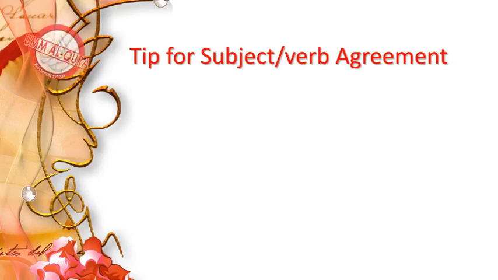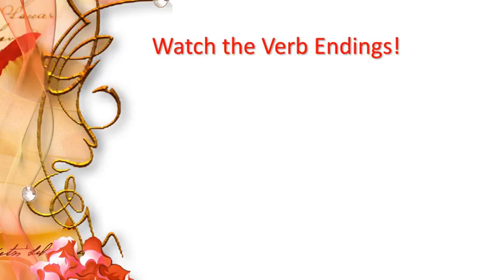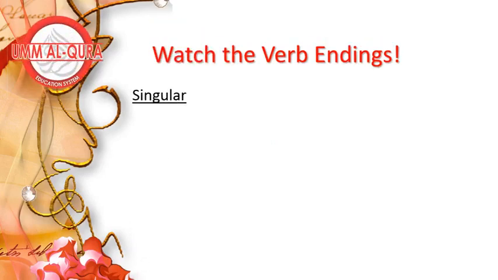Tip for subject verb agreement. What is the tip for subject verb agreement? It is compulsory to know. Generally, if the subject doesn't end in s, the verb will. If the subject does end in s, the verb won't. This is the tip. Watch the verb ending in this video.